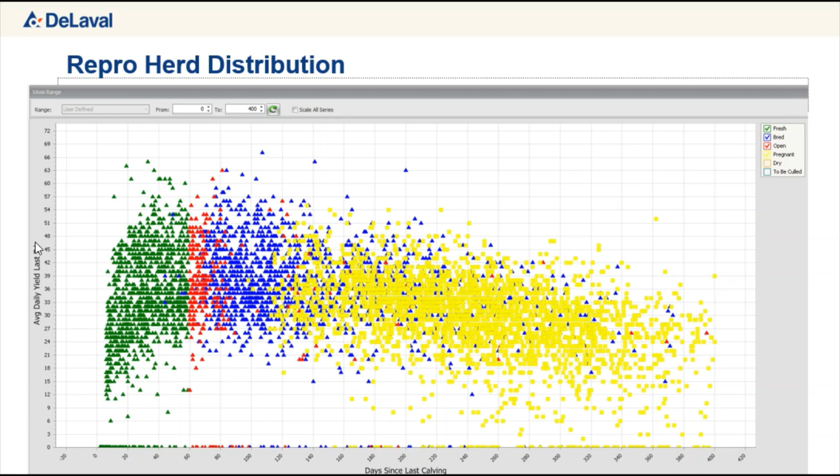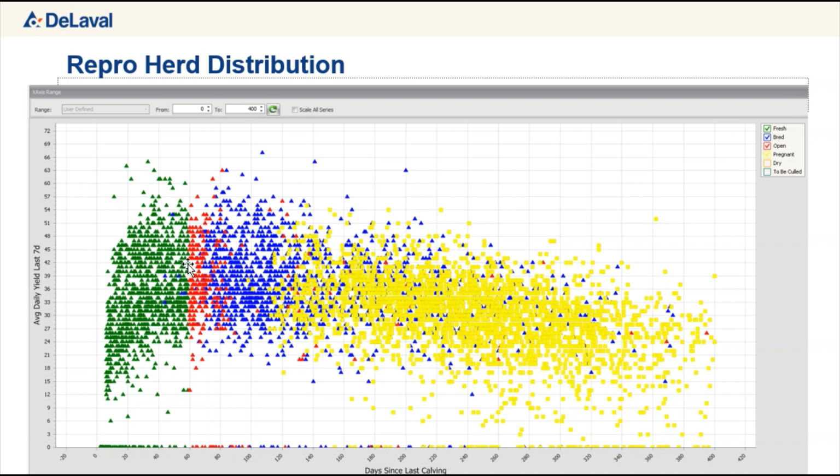Similarly, there are many more graphs which make your job easy. Like in this graph, you would see different triangles with different colors. So the green color is for fresh cows, red color is for the open cows, blue color is for the bred cows, and yellow color is for pregnant cows. And you might notice some orange color as well. It means at the x-axis I have days since last calving, and on the y-axis I have average daily yield for last 7 days.